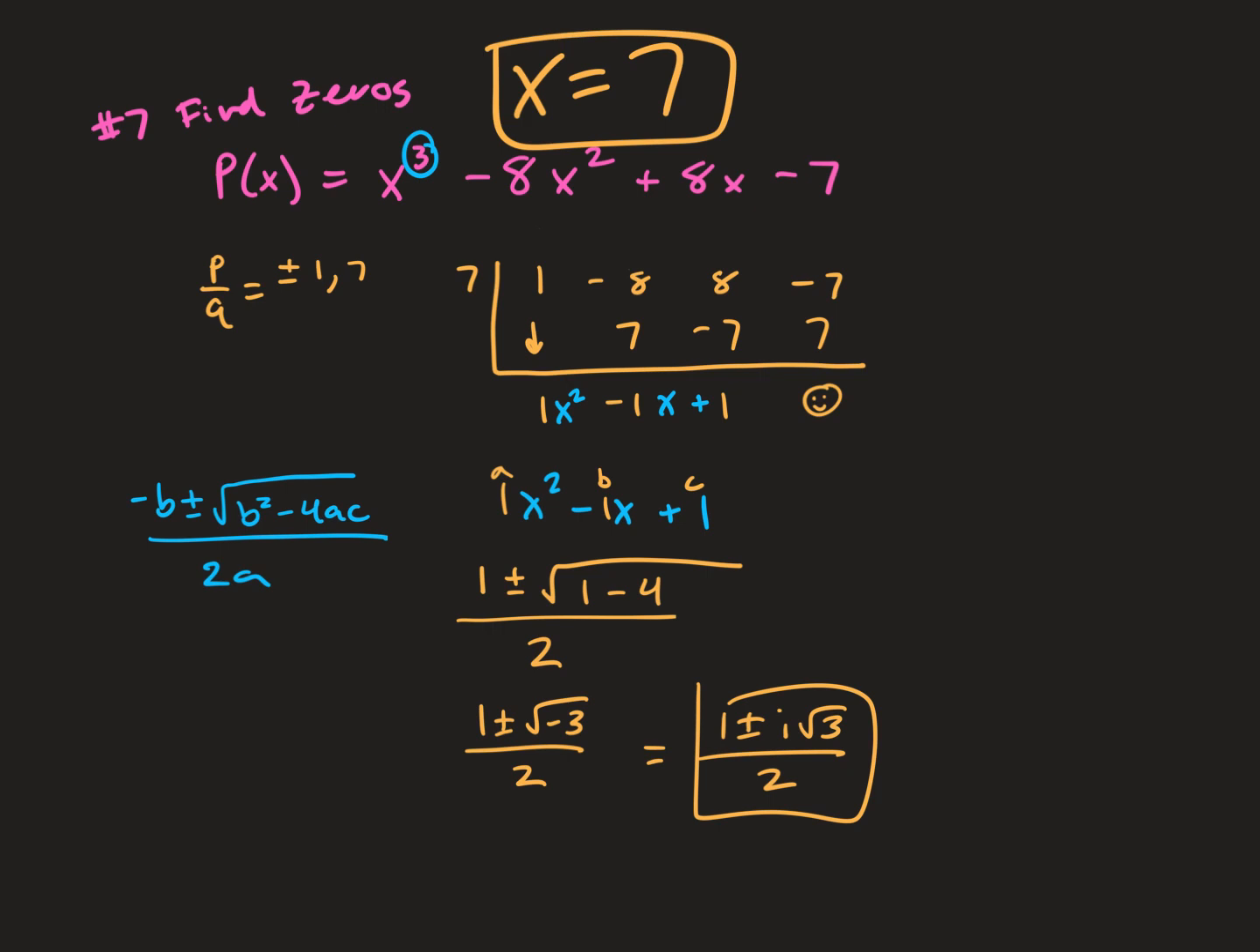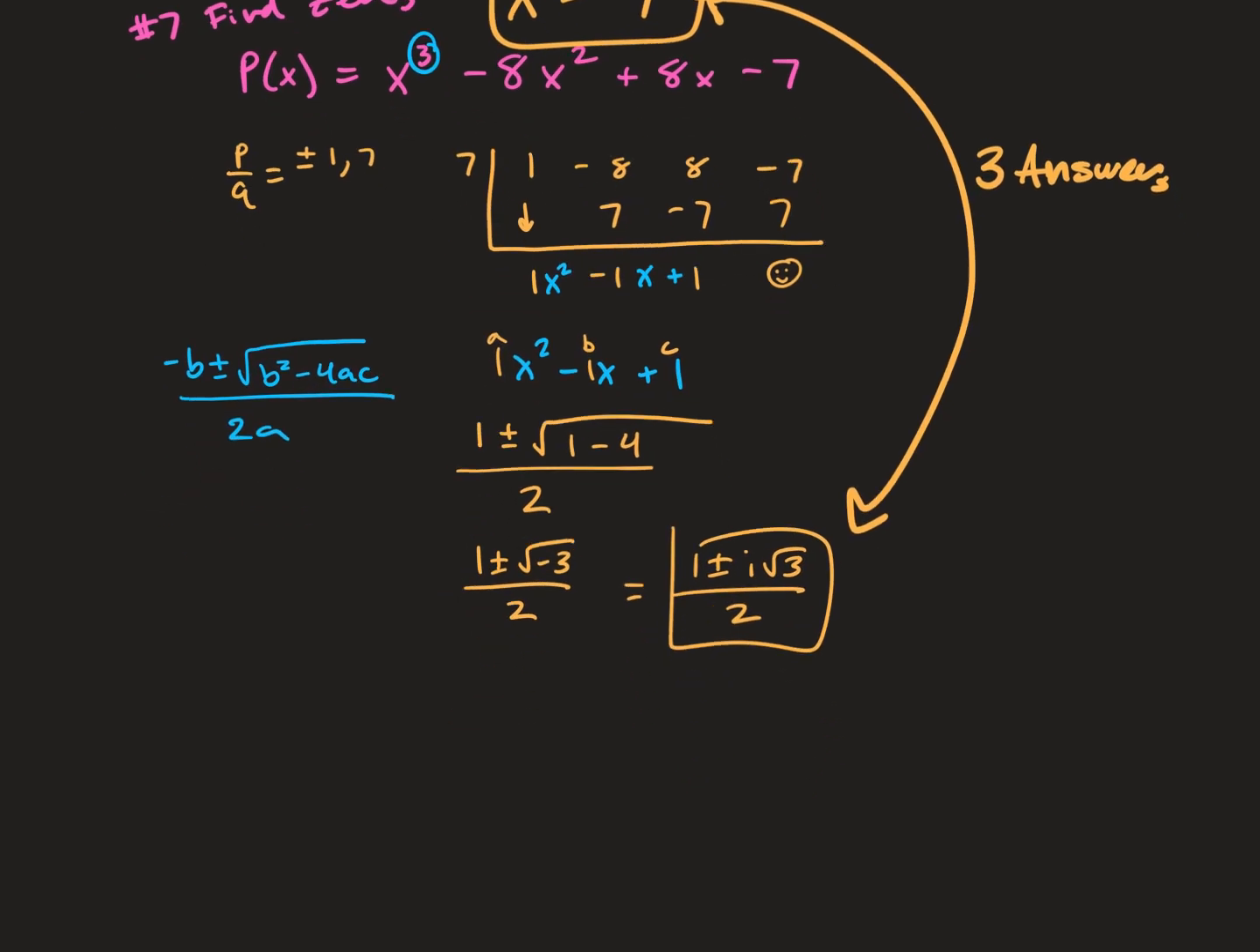So we have x is equal to 7, 1 plus i square root 3 over 2, and 1 minus i square root 3 over 2. These are our 3 answers. On WebAssign, you have to put the answers in separately. So you'd say 7, comma, 1 plus i square root 3 over 2, comma, 1 minus i square root 3 over 2.